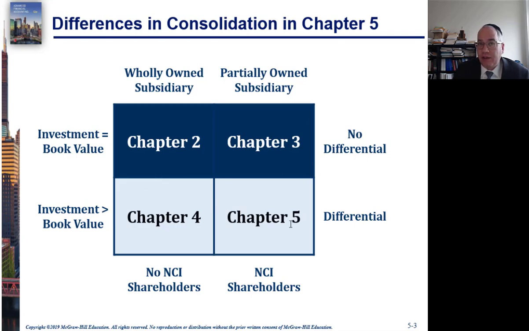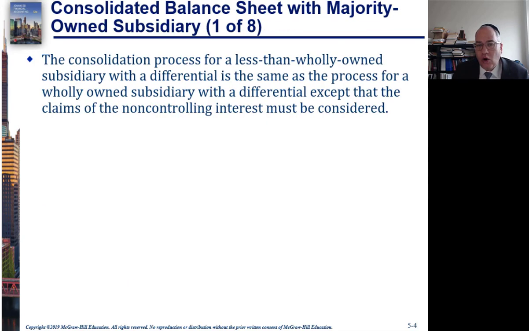You can't really skip 3 or 4 before you do 5, so I suggest that if you haven't yet finished 3 or 4, you go back, finish them, and then start Chapter 5. This incorporates a lot of things that we've seen before. The process with a differential is pretty much the same as a wholly owned subsidiary, except you have to take into consideration the non-controlling interest. Specifically, when you compute the total value of the acquisition, you're going to include not only the investment that was made by the parent, but also the value of the non-controlling interest.